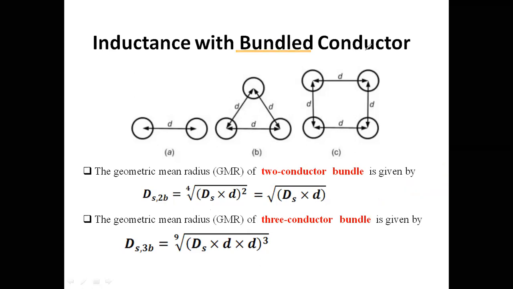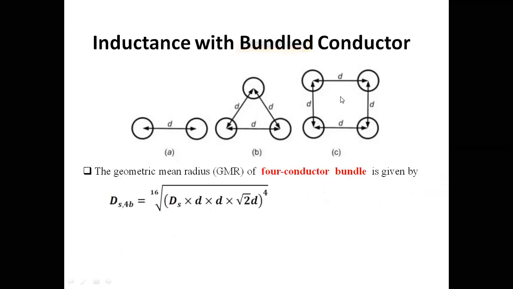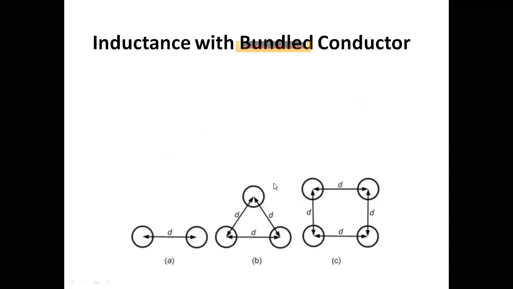If we go for four conductors, then the equation for Ds4b is the 16th root of Ds, d, d, and square root of 2d. Here, if we consider this one, this distance must be square root of 2d. Using this expression, finally it becomes 1.09 times the fourth root of Ds d cubed. So these are the different GMRs for different numbers of conductors.